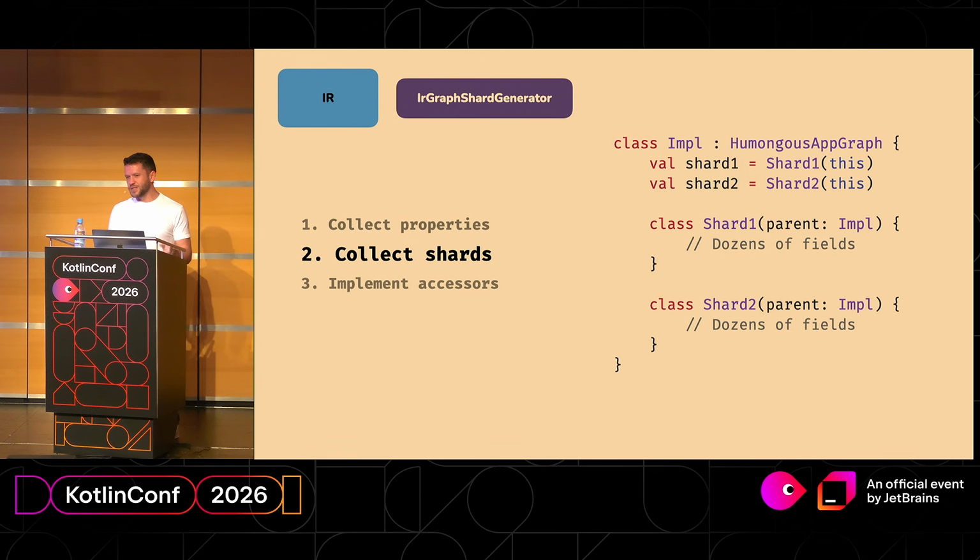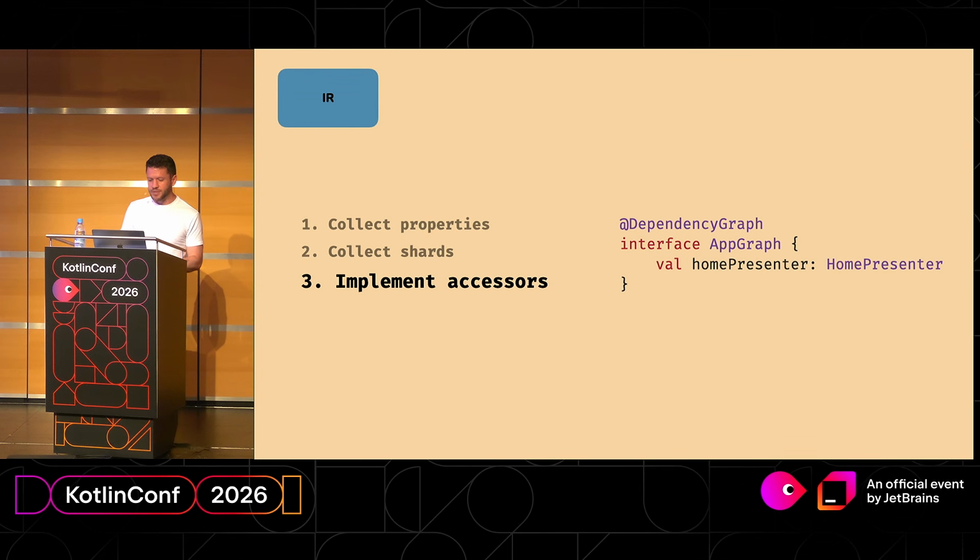This, along with things like chunking field initializers across multiple init statements, are the primary automatic ways that Metro staves off extreme graph size limits. A small enough graph is just treated like a single shard. And finally, we go through and implement those accessors.